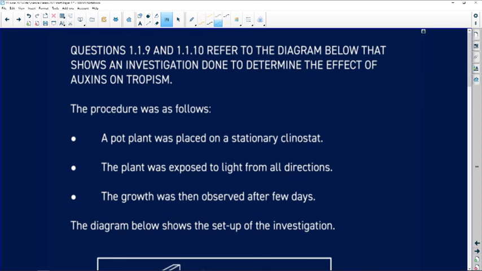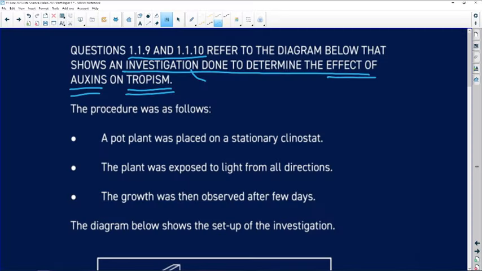All right, we have the last 2 questions that are multiple choice questions, and once again, 2 questions referring to a diagram that shows an investigation done. What is that investigation? It's determining the effect of auxins, which is a plant hormone group, on tropism. Before we even get to everything, unpack all those definitions in your mind. We are looking at an investigation.